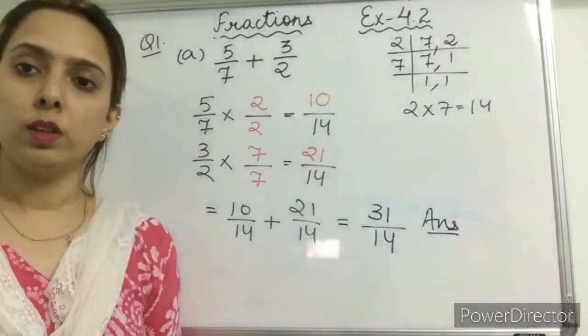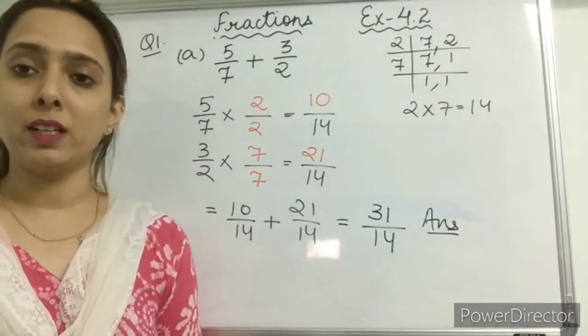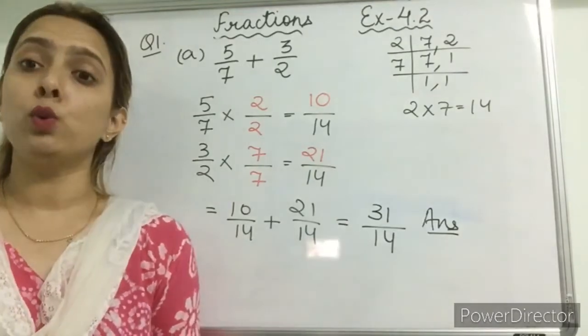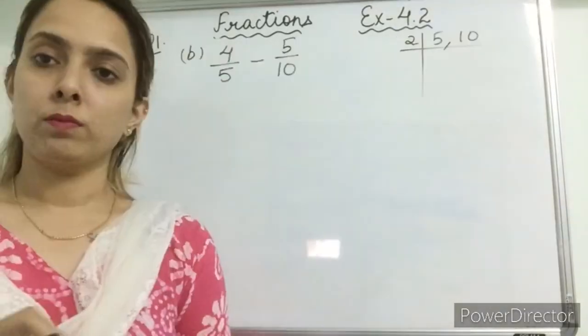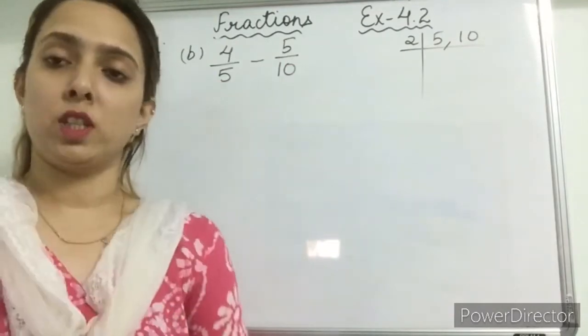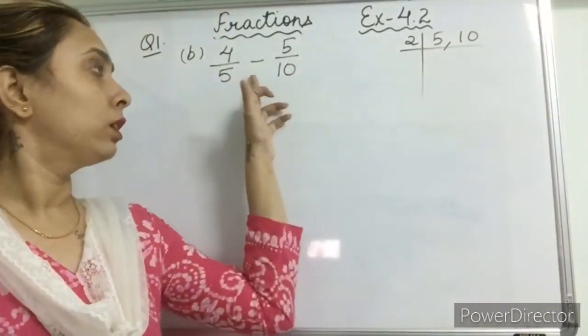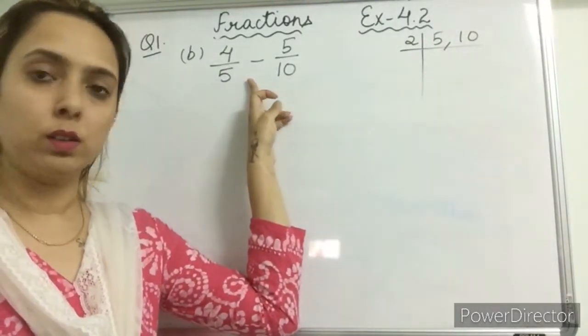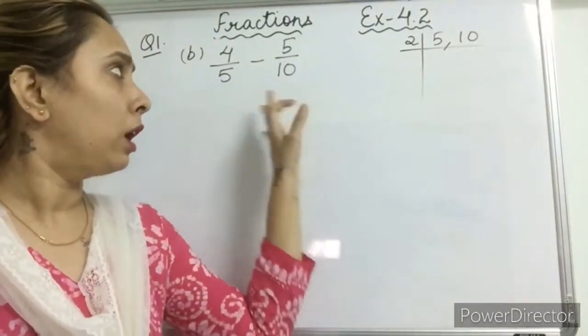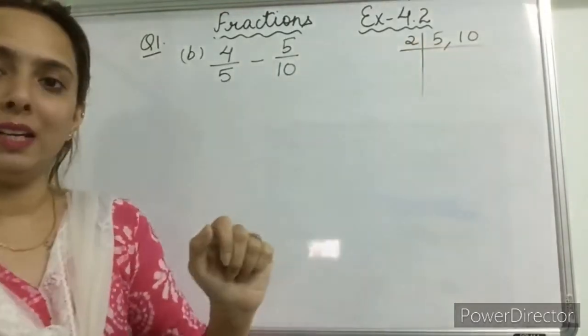I would like to explain the B part also, that is a subtraction, how we will do subtraction. So exercise 4.2, question number 1, B part. We have the operation of subtraction here. So both the fractions are unlike. So I will find out the LCM.